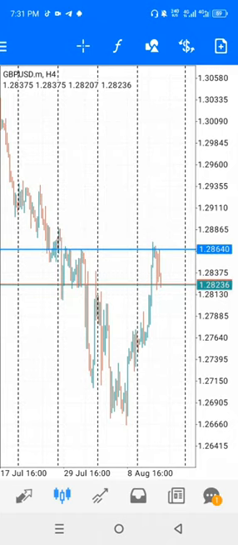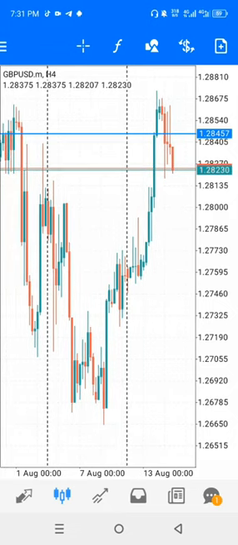So the robot will be the one generating most of the signals. So our role is just to come in and manually execute the trade, confirm that the setups and the signals are correct manually, and then execute the trade.